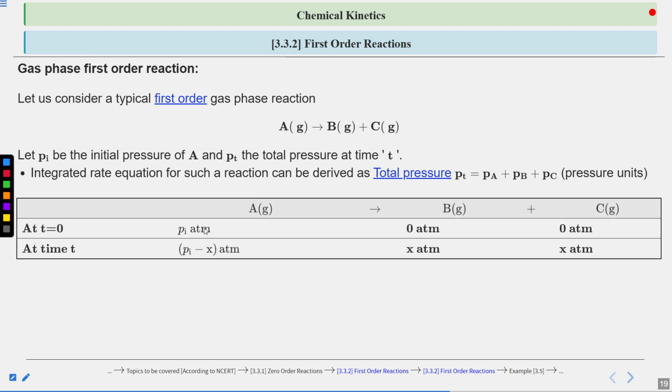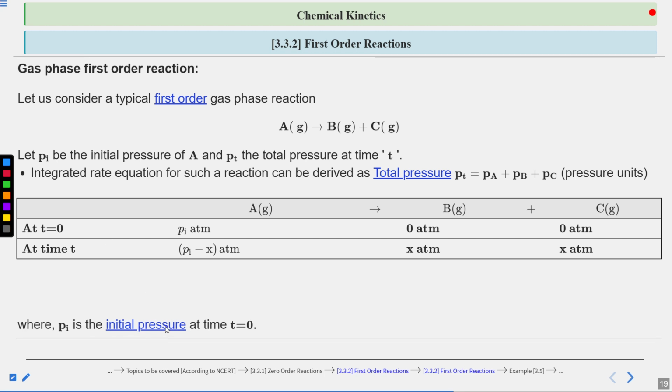So this is a table representing the reaction A converting to B plus C, and the pressure at time t equals 0 and at time t equals t. At time t equals 0, the A pressure is Pi, the initial pressure. Meanwhile, the B and C pressures are 0 atmosphere because the reaction hasn't started yet. After the reaction has started, at time t, the A pressure is Pi minus x, so some amount of pressure decreases. Whatever amount x decreases will be the amount of B and C pressure, that is x atmosphere for B and x atmosphere for C.